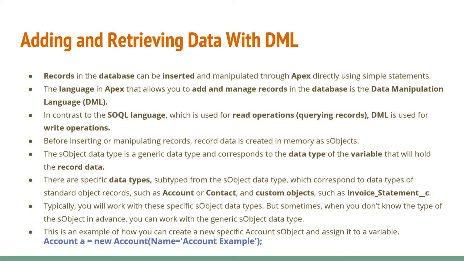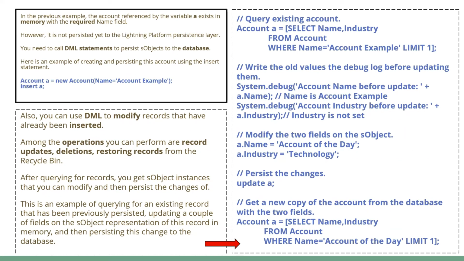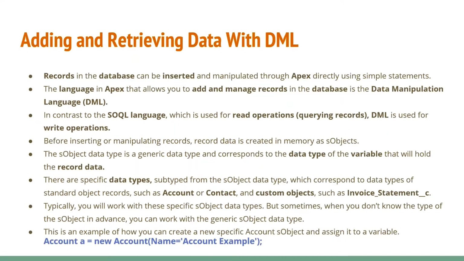a variable. Account a = new Account, then Name is 'Account Example'. In the previous example, the account referenced by variable a exists in memory with the required name field. However, it is not persisted yet to the Lightning Platform persistence layer. You need to call DML statements to persist sObjects to the database, because this is a general statement which is stating that we have created account a. Now a, the name of that particular account is Account Example.